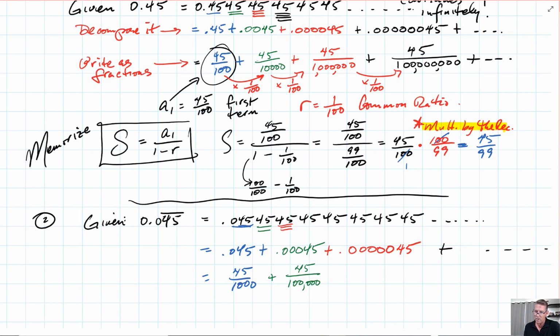Okay, and the next one here, it's 45, and then we need 1, 2, 3, 4, 5, 6 zeros. So we're talking about 45 millionths. Oh, you know what? I made a mistake somewhere. I didn't write it correctly here. I got to back up. The third group is 1, 2, 3, 4, 5 zeros. I only put 4.